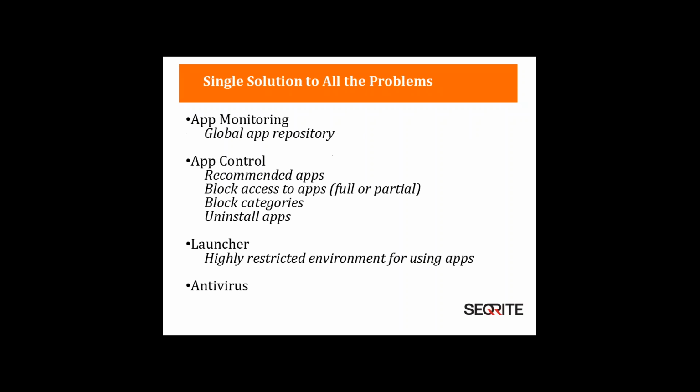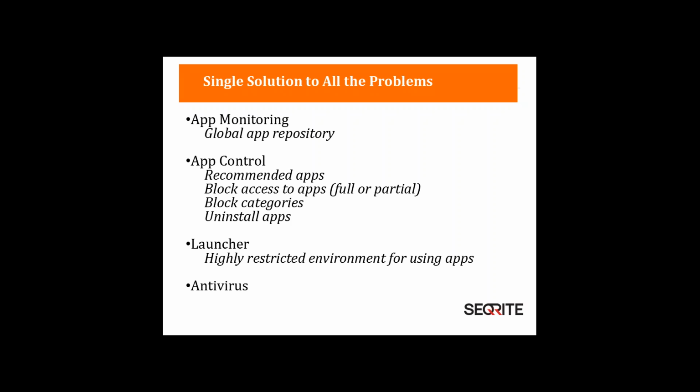So here's presenting one key solution to all such problems: Seqrite mobile device management, the leading feature of which is app monitoring and control. Let's have a glance over the features, how they can be a solution to all the problems stated above. The very first is app monitoring. In Seqrite, we have Global App Repository. Global App Repository shows all the apps of the enrolled devices. So admin can monitor all the apps and have centralized control over the devices.